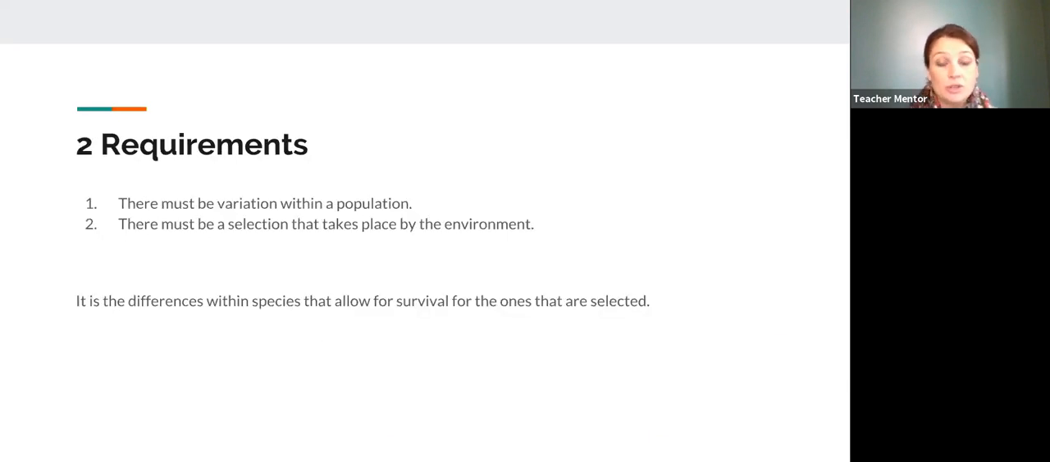There are two requirements within natural selection. There must be a variety within the population, and then there must be a selection that takes place by the environment. Excuse me, I've got a bit of a cold, so pardon me. It's the differences within the species that are going to allow for survival for the ones that are selected.